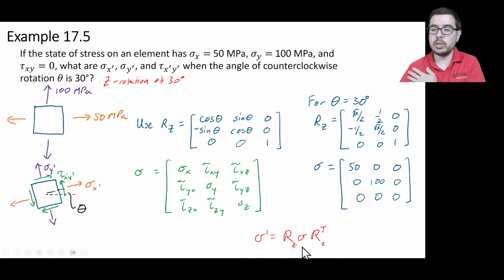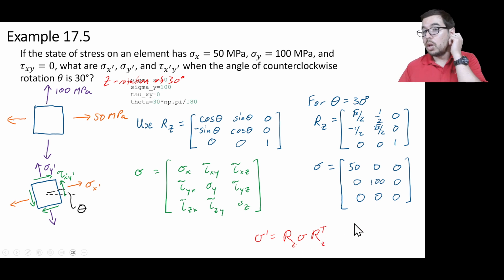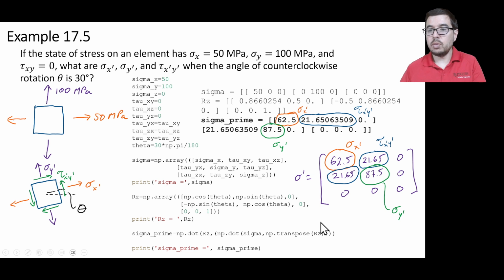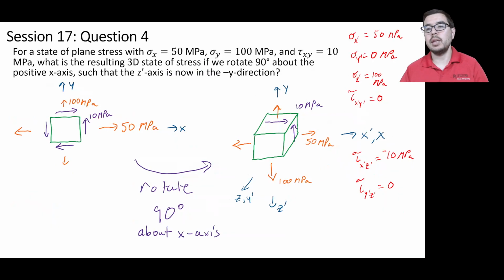And then we go about running this calculation. Sigma prime equals Rz, sigma, Rz transpose. This is matrix multiplication. We can do this using Python, and this implementation. And then we look at the matrix it spits out, and we map the sigma x prime, tau x prime y prime, tau x prime z prime, the sigma y prime, the sigma z prime, all to this resulting matrix.